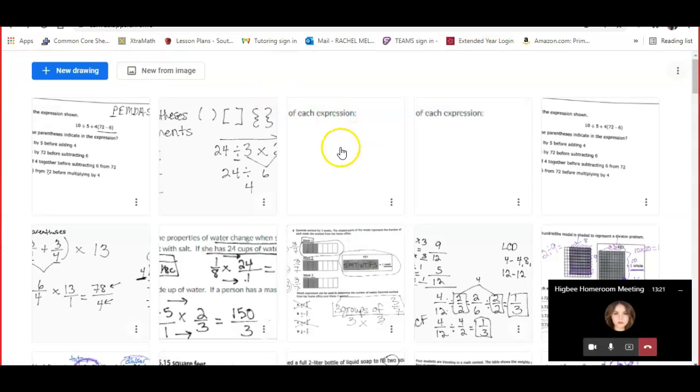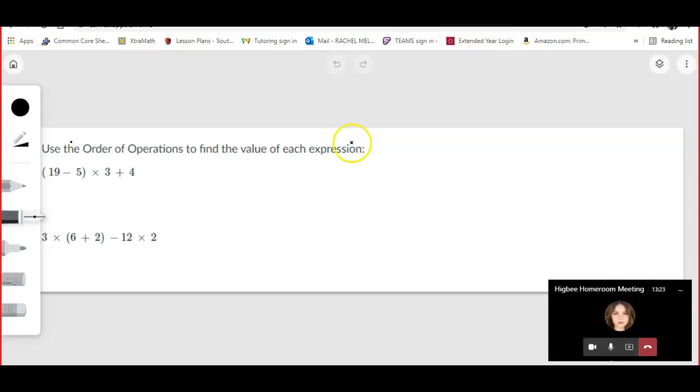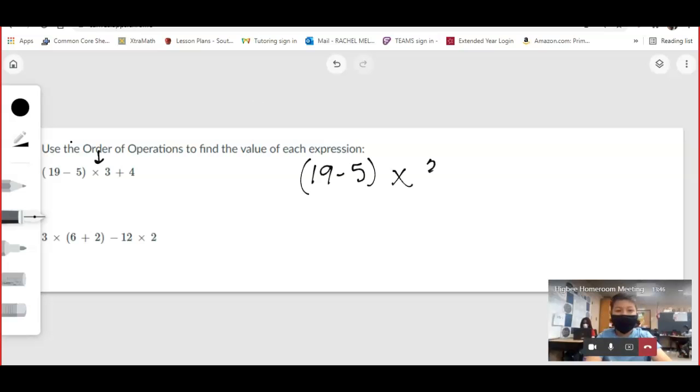Okay, so let's go over here. So we're going to go ahead and do order of operations for both of these. I want you to take a second and write down this first expression on your paper. I'm going to give you about 20 seconds. I'm going to rewrite it over here. Everyone should be writing this down on your piece of paper.